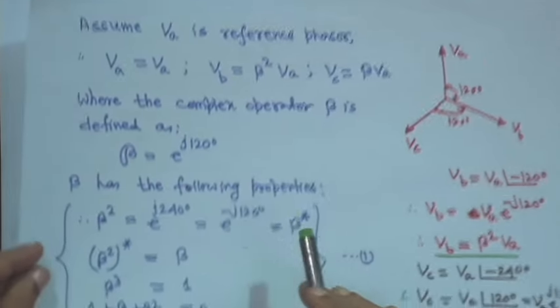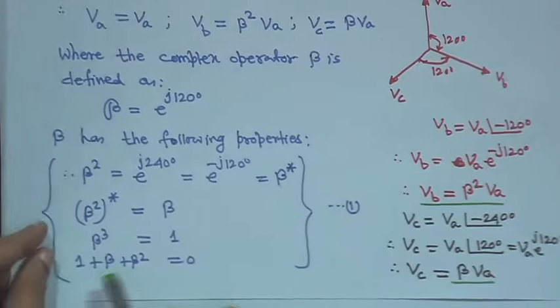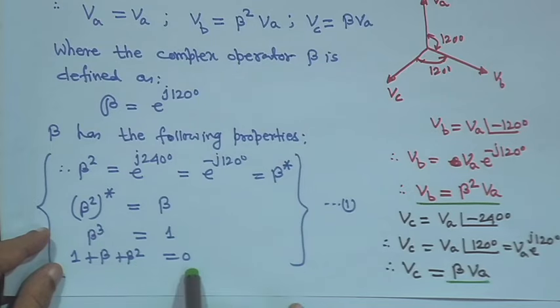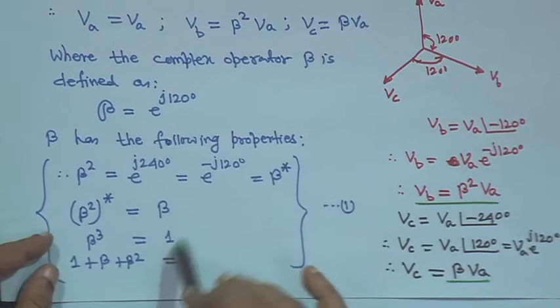So, it is 1. And this also holds when beta is equal to e to the power j 120 degree, then 1 plus beta plus beta square is equal to 0. These conditions will be applicable now.